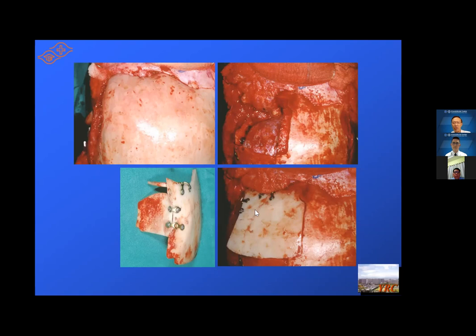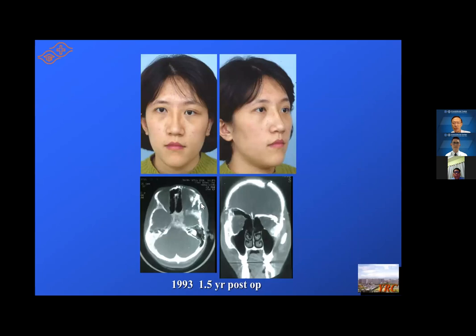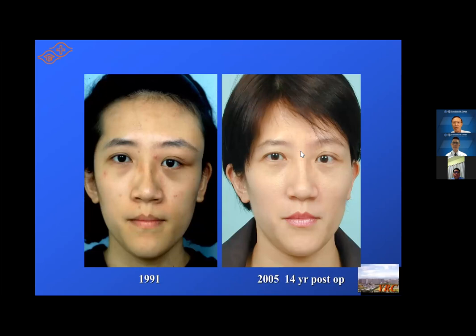You can see that here is the reconstructed bone at the roof side. And here is 14 years after surgery. Remains cured. Eye position is all right.